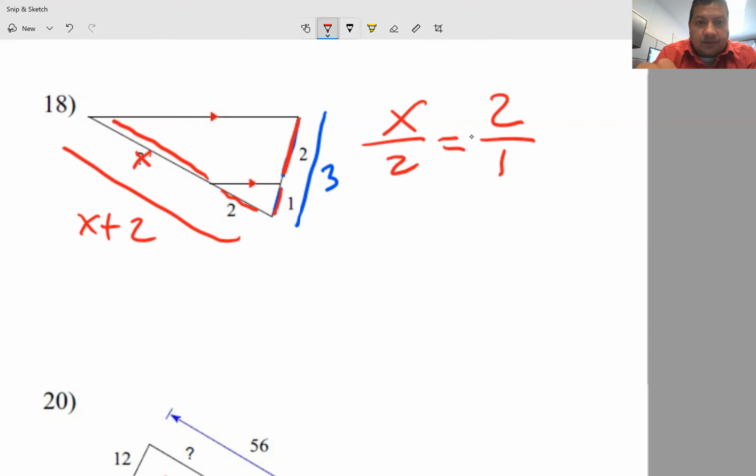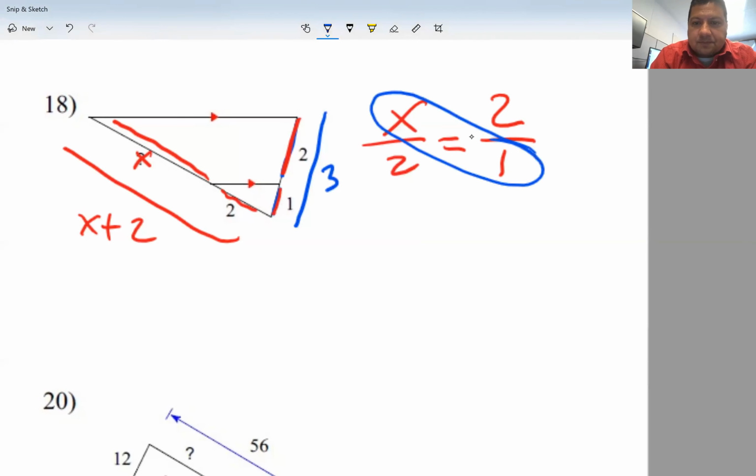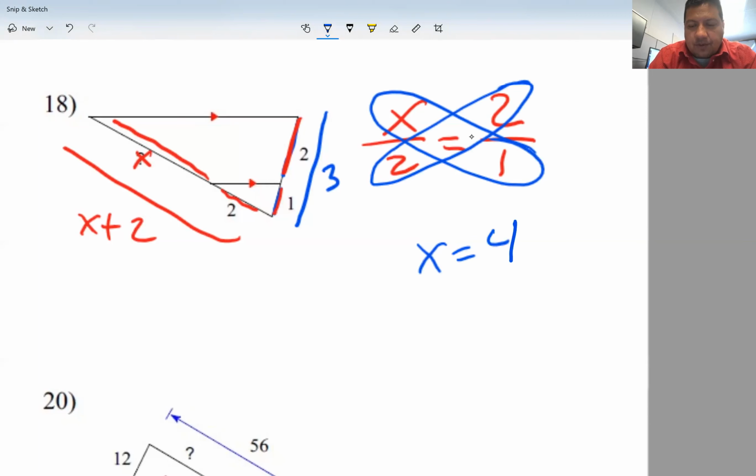So, all right, so here, I'm just gonna cross multiply it. 1 times X, well, just X. 2 times 2, that gives me 4. So I have that X is equal to 4. Again, you don't have to type in X equals, you just have to type in 4.